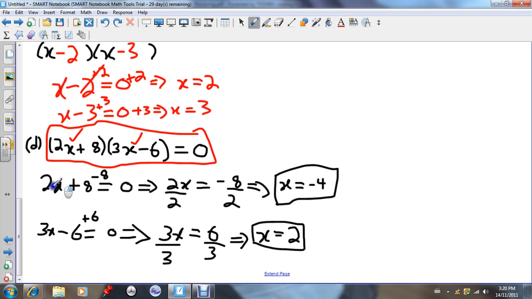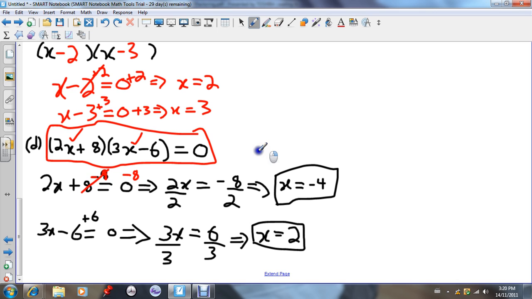In this case, you'll have 2x plus 8 equals 0. You solve that by subtracting 8 from both sides. So this goes away, and you're left with 2x equals minus 8. Now, you've got a 2 in front of the x. How do you get rid of it? Divide by 2. Whatever you do to one side, you do to the other. So it's minus 8 over 2. You get x is minus 4.